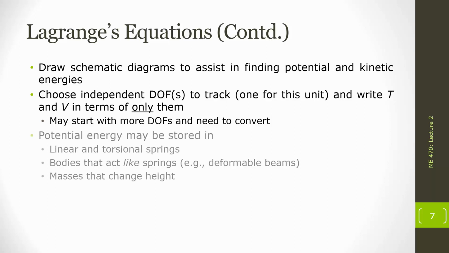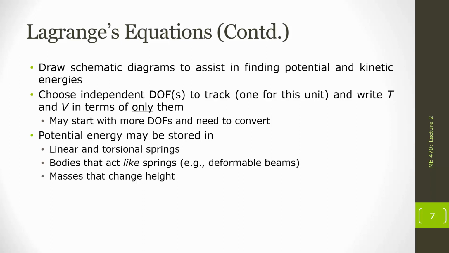Now we're going to start to see situations where the potential energies are more complicated than something that is just a simple spring in our system. We could have linear springs, we could have torsional springs. Those relationships we're going to understand. Those are going to be pretty simple. But we're going to start looking at systems where we have objects or bodies that act like springs. So if we're talking about beams that are deformable in some way, maybe an axial deformation, maybe a transverse deformation, really those beams are capable of storing energy like a spring does, and we're going to need to account for that if we have non-rigid bodies in our system.